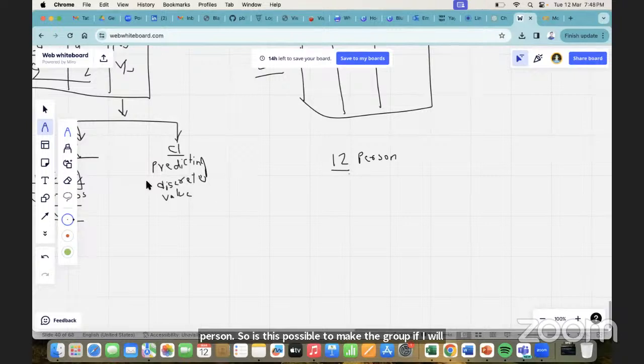And I am asking, please group these 12 people. So will you be able to group those 12 people, guys? Will you be able to group? No. I have not provided any information.